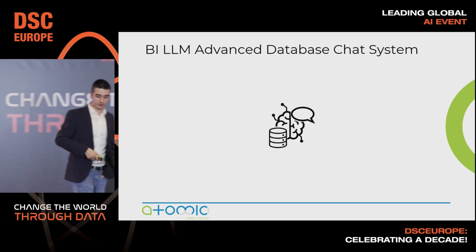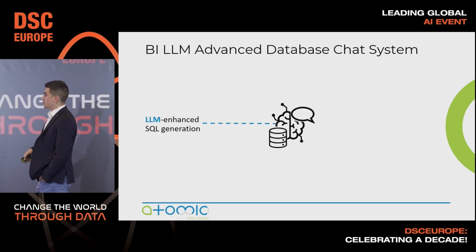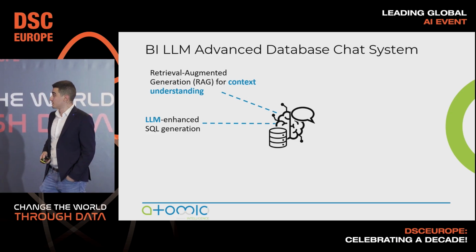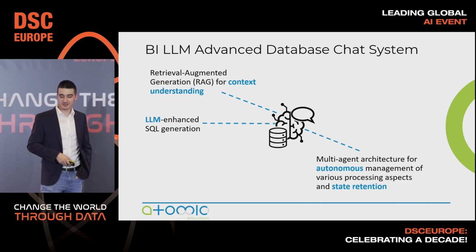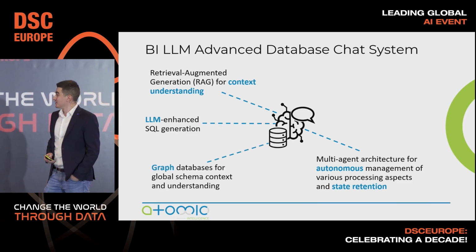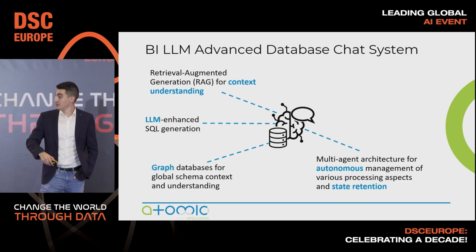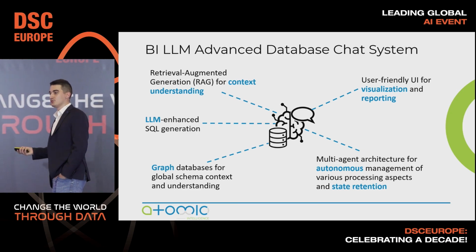And now to go through some of the key points of our system. We use LLMs to generate queries. We use Retrieval-Augmented Generation, or RAG, for context understanding. We use a multi-agent architecture. We are currently experimenting with graph databases for global schema context and understanding, and also we have a user-friendly UI for visualization and reporting.